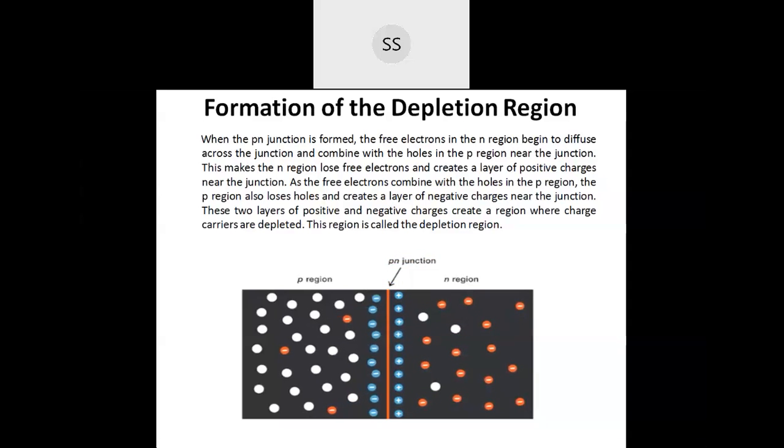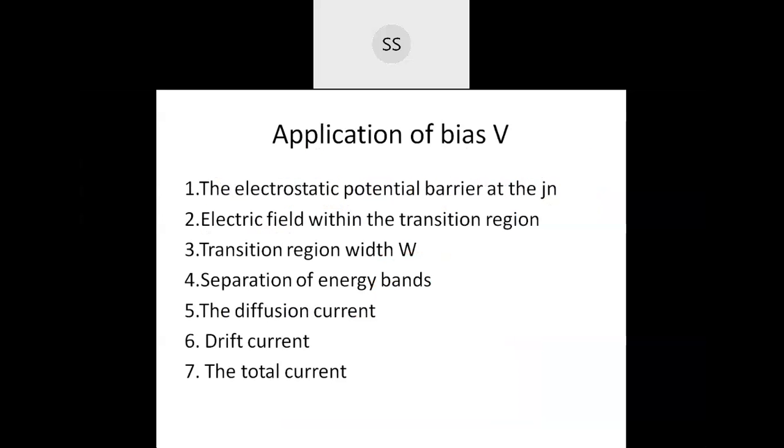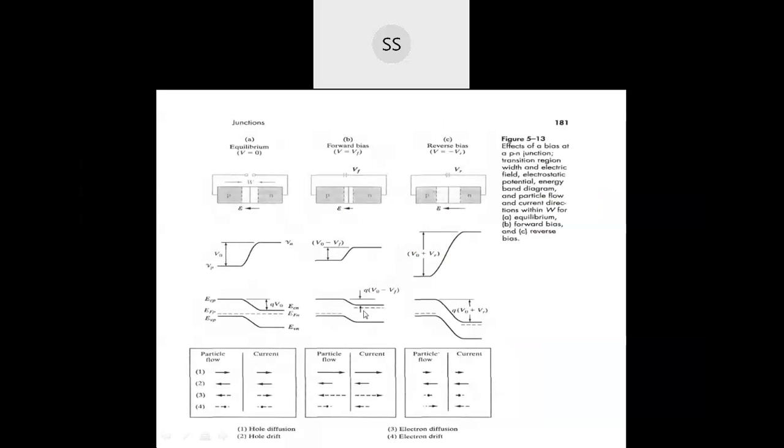Now under forward bias condition, we know from this particular picture that the barrier is already lowered. It is reduced by an amount equal to V naught minus Vf. So now this is a favorable condition. As the barrier is reduced, the majority carriers can easily diffuse from P to N and from N to P region.